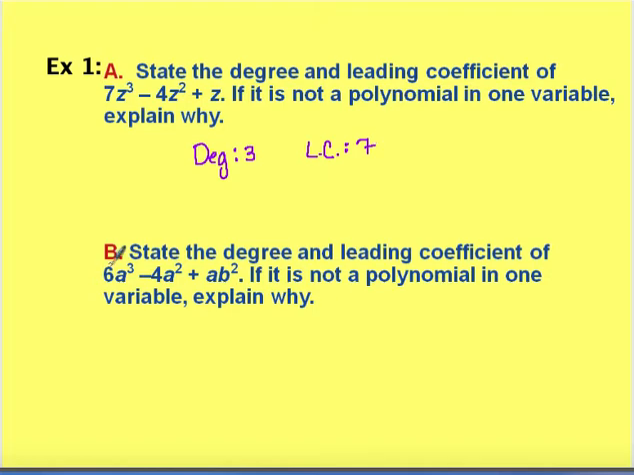In our second example, we have 6a cubed minus 4a squared plus ab squared. Since that third term has more than one variable, this would not be a polynomial in one variable, and that would be because the ab squared has multiple variables in it.